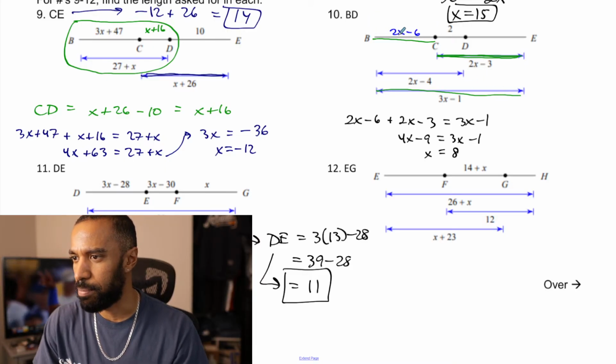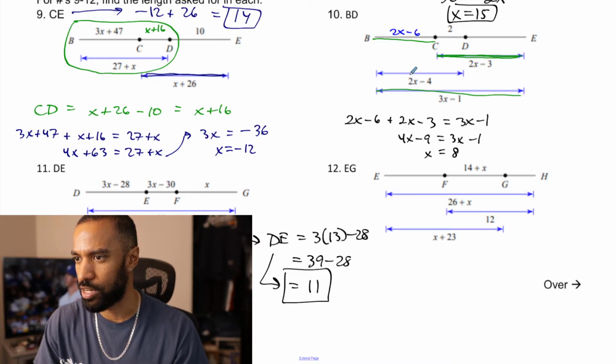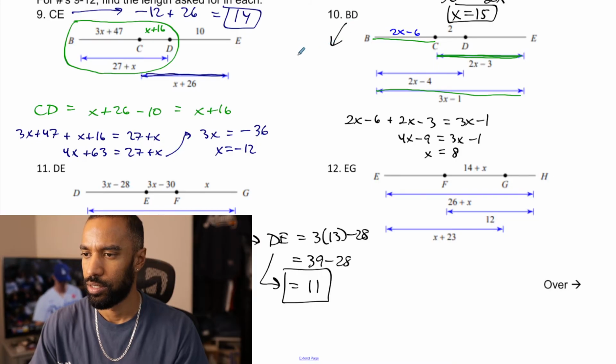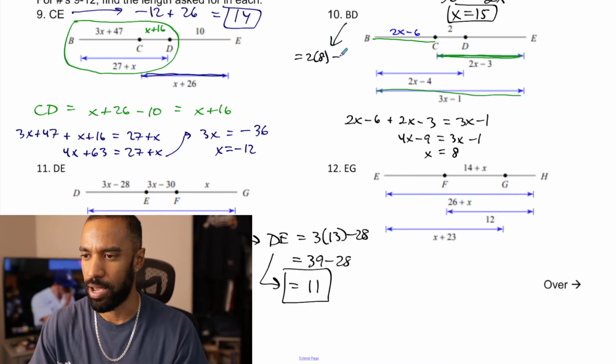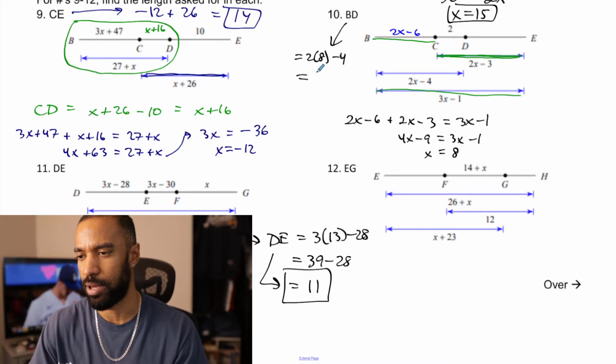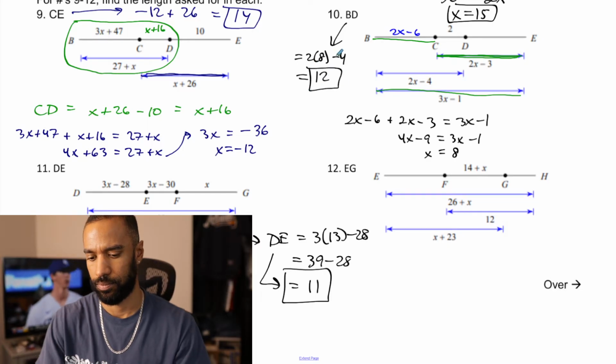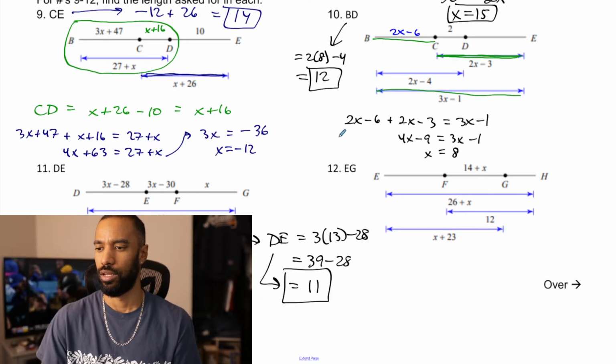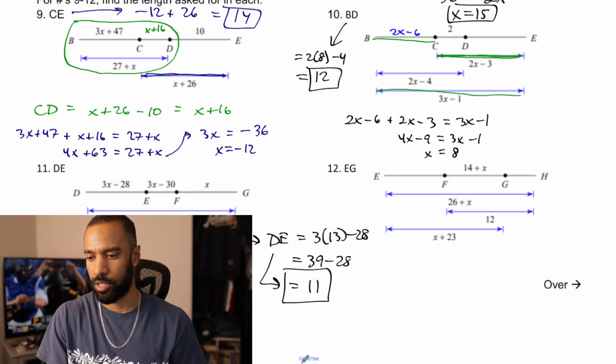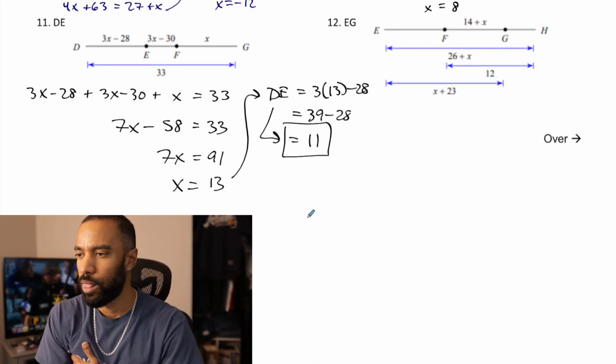Now we've got to find the length of BD. BD is 2x minus 4. So 2 times 8 minus 4, which is 16 minus 4, which is 12. All right, 12 right there. Okay, and last one as far as I'm concerned, EG.